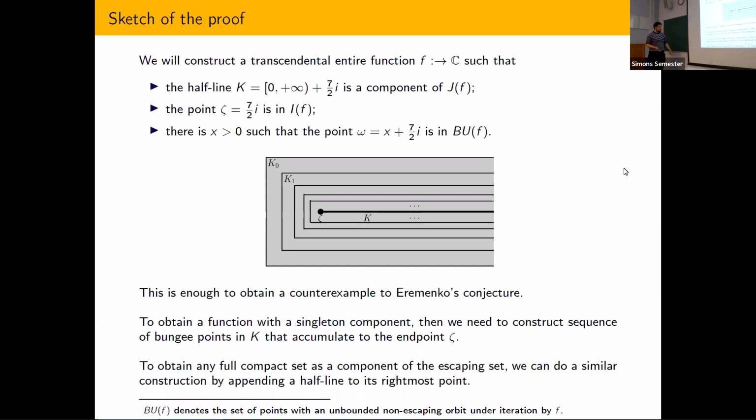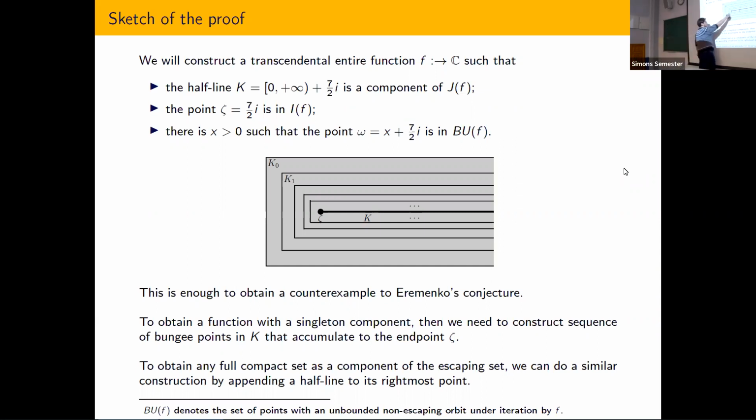In order to make a counterexample to Eremenko's conjecture, as before, the boundaries of the K_n we will map to basins of attraction. This time we can map the whole boundary of K_n to the basin of attraction because we use a more powerful result, namely Mergelyan's theorem. So each of the boundaries of the K_n will be mapped to the basin of attraction. As before, this point here will be escaping.